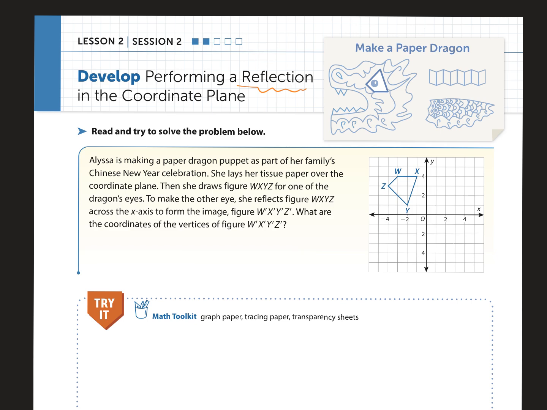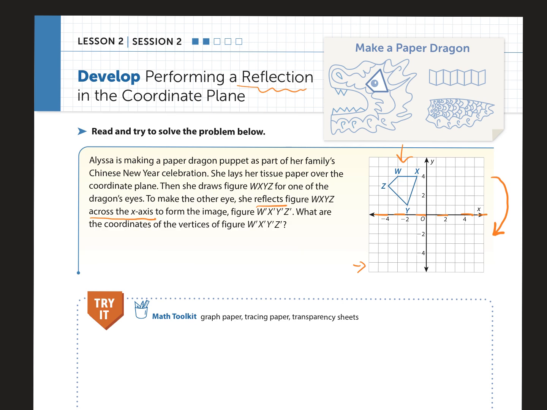So we have Alyssa, she's got this paper dragon. She's going to draw this figure right here, which is our pre-image, and this is the eye. So to make the other eye, she's going to reflect across the x-axis. So the first thing we're going to do is draw our line of reflection so we know exactly which line we are flipping over. And it's reflecting over x, so we're moving from up to down. So the new image will be here in quadrant 3.